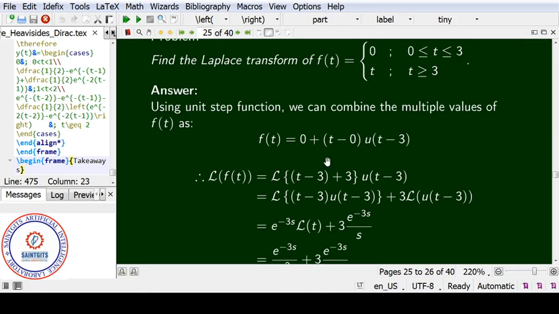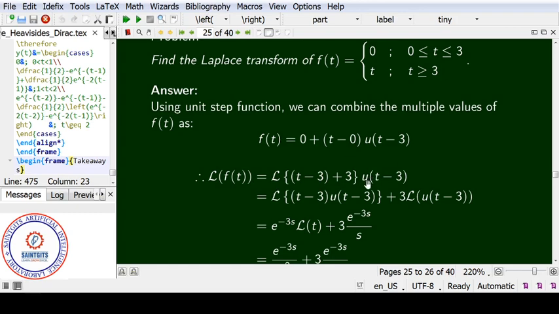So the first step is to rewrite this function as a single line function using the unit step function. Start with the base definition, 0 plus the difference t minus 0 into u of t minus 3. In essence, f of t is now t into u of t minus 3. Now apply the Laplace transform on both sides. L of f of t is equal to L of t into u of t minus 3.